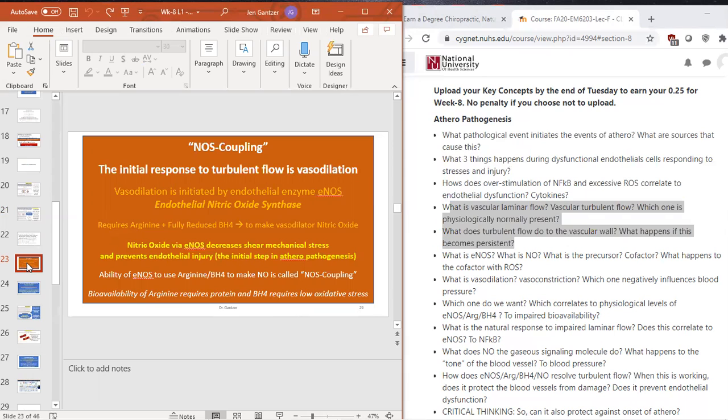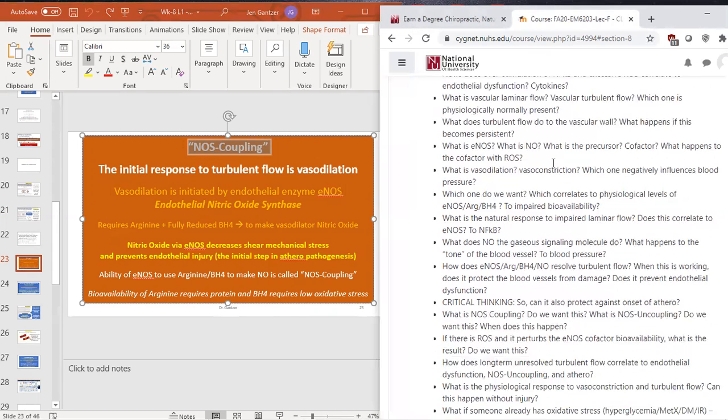So if we know we need to vasodilate and we know that the mechanoreceptors are responding and nuclear factor kappa B is being activated, what is the actual vasodilation response? And that is right here. This is NOS, nitric oxide synthase coupling. So what happens if it becomes persistent? Turbulent flow will cause endothelial injury, and if that happens long enough, you get the endothelial dysfunction.